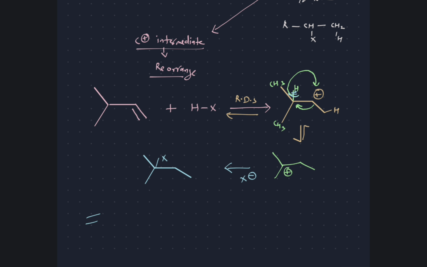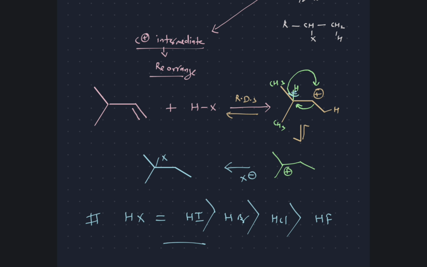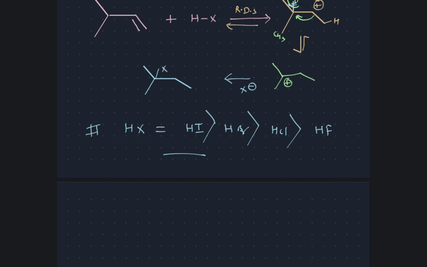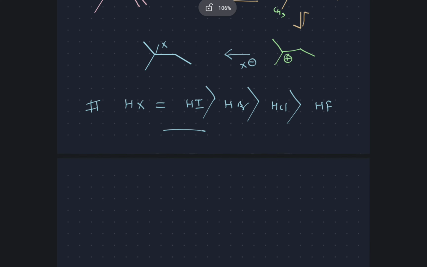If we talk about the reactivity, we have HX, for example HI, HBr, HCl, or HF. Which will react more? HI can react most rapidly, then HBr, then HCl, and then HF. The rate of HI is more than the other hydrogen halides.